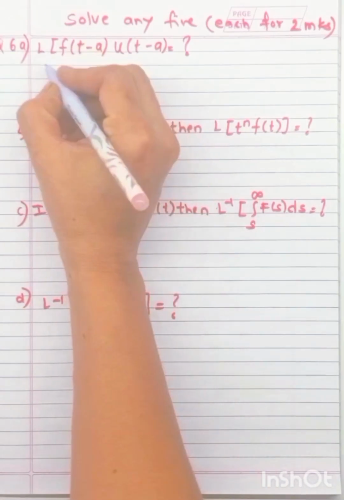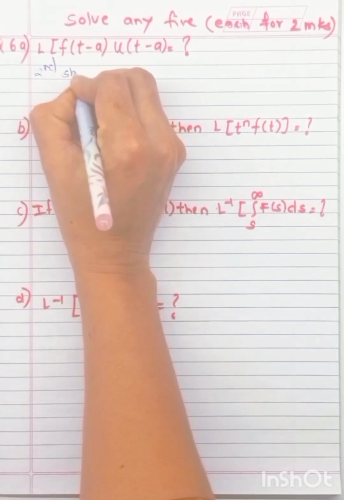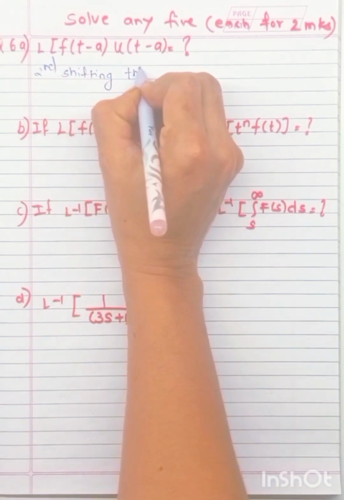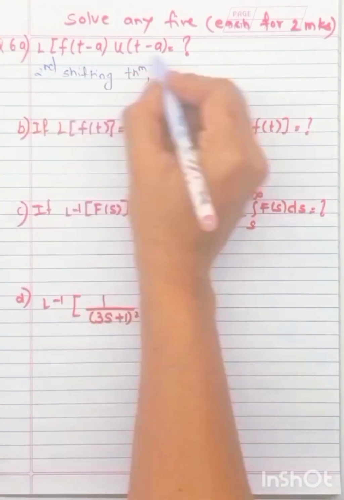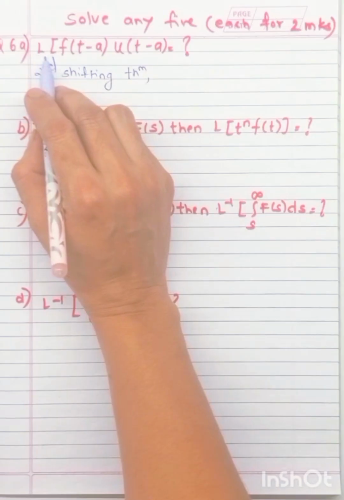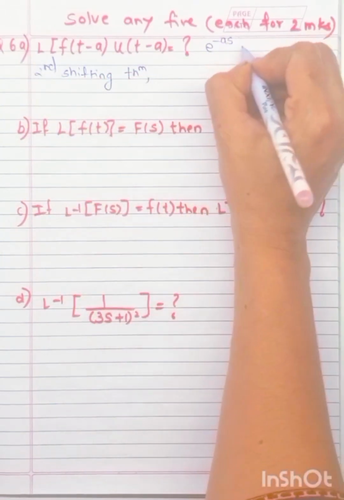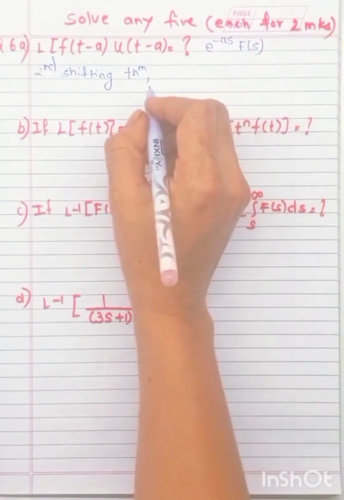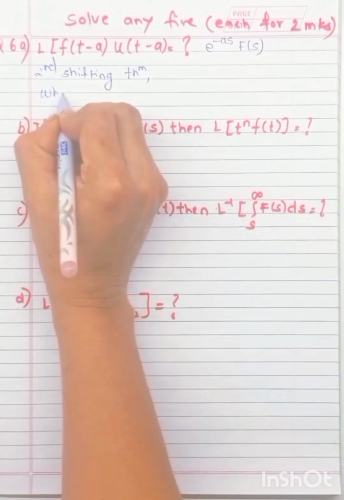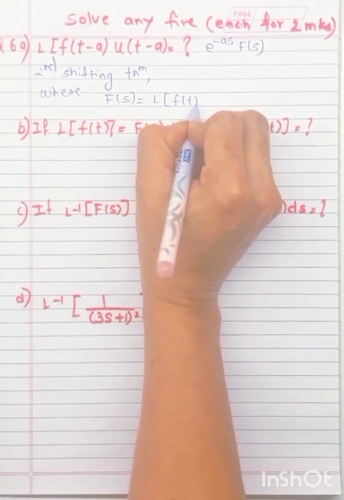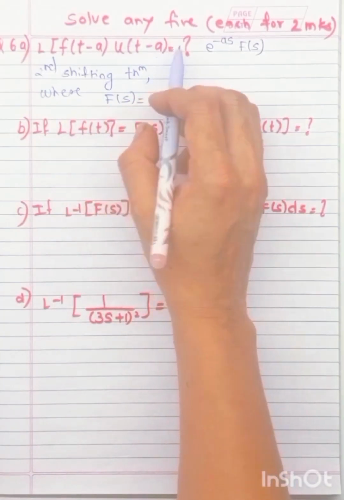Now here we are applying the second shifting theorem. We are directly applying the theorem that we have seen in Laplace transform to get the answer of these types of question. So by second shifting theorem, the value of Laplace of f of t minus a, u of t minus a is nothing but e raised to minus as f of s, where f of s is L of f of t and u of t minus a is unit step function.